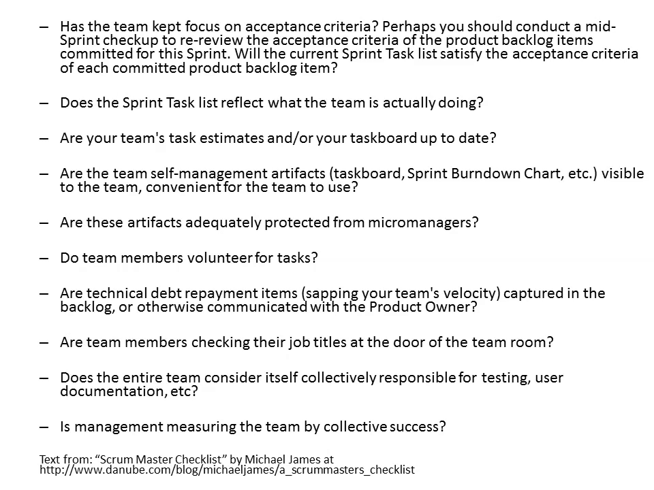Are team members checking their job titles at the door so that there is a cohesive team that works together towards a joint success? And also, is there collective responsibility for things like testing, documentation, etc.? And also importantly, is management measuring the team on collective success?